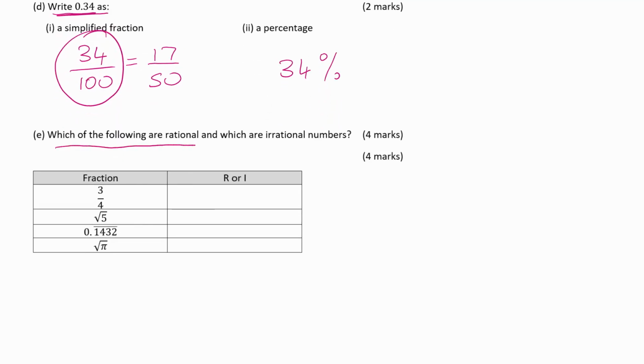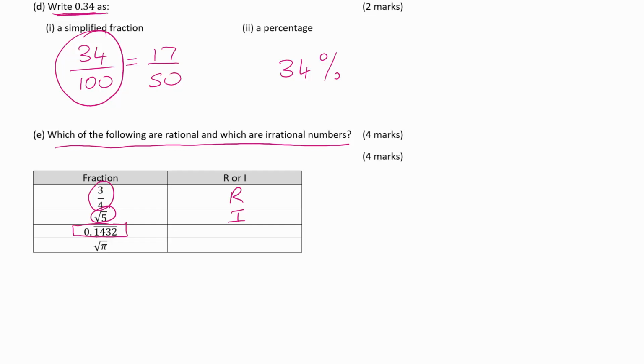Which of the following are rational and which are irrational numbers? Well, 3/4 is a fraction, so that's definitely rational. The square root of 5 is the square root of a number which is not a perfect square. Those are irrationals. They're known as surds.